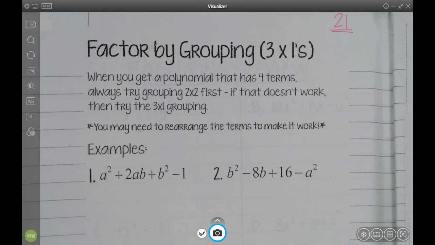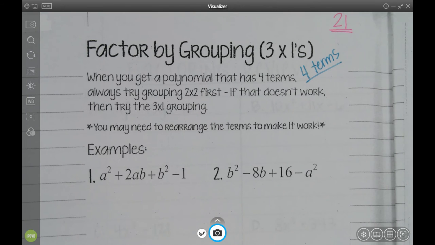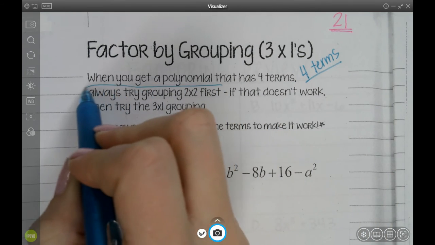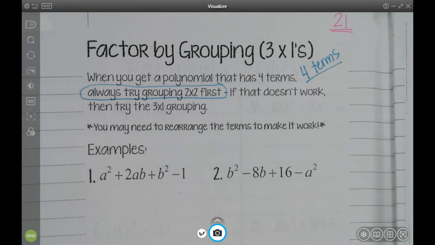Here's the thing. When you have four terms, the first thing you will always try is grouping 2 by 2. Always try this first. Always, always, always. Okay? If 2 by 2 doesn't work, it may be a grouping 3 by 1. And I will tell you now, there is one of these on your test. It is worth 4 points, just like all the other questions on your test. There's only one of them though, okay?